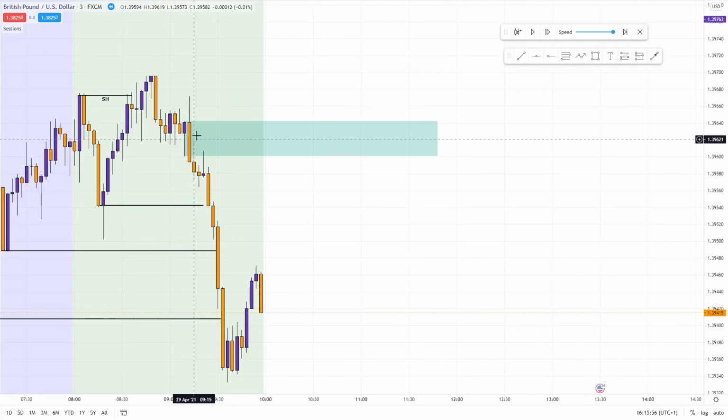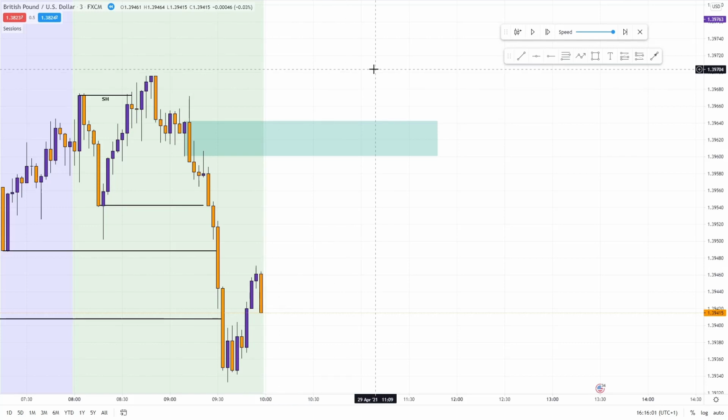There are wicks coming up into it, but they're not touching the bodies or anything, so I was just slightly more confident about this area for my entry.